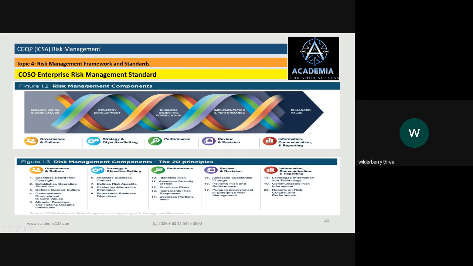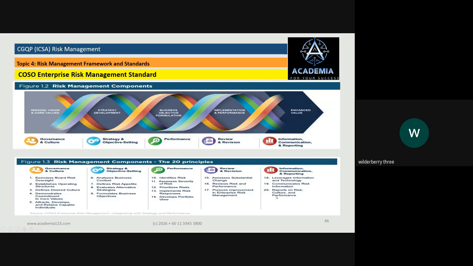Strategic, how you analyze the business context. Performance, how you prioritize, for example, the risk. Review, how you review the performance. And information, what you need to do here, risk reports on risk culture and performance.